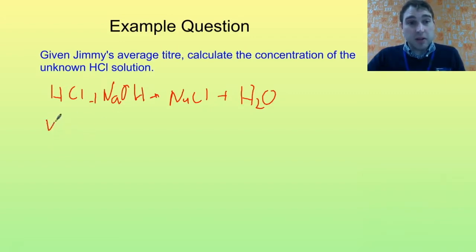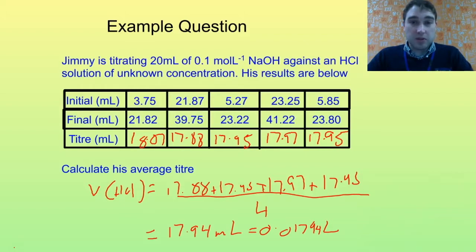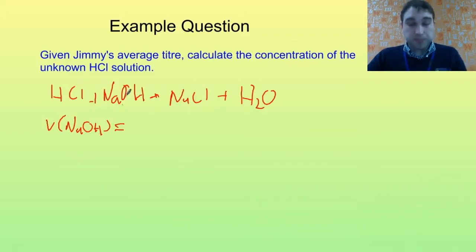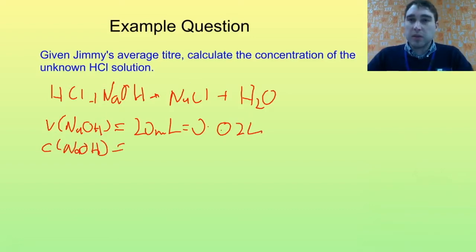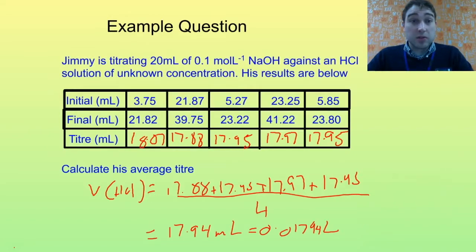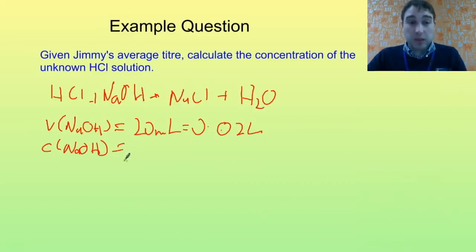So we've got the volume of sodium hydroxide. If we look back, we can see the volume of sodium hydroxide was 20 mL. So 20 milliliters, which is 0.02 liters. And our concentration of sodium hydroxide, if we look back, was 0.1 moles per litre. Alright, now we've got a volume and a concentration, we can figure out a number.